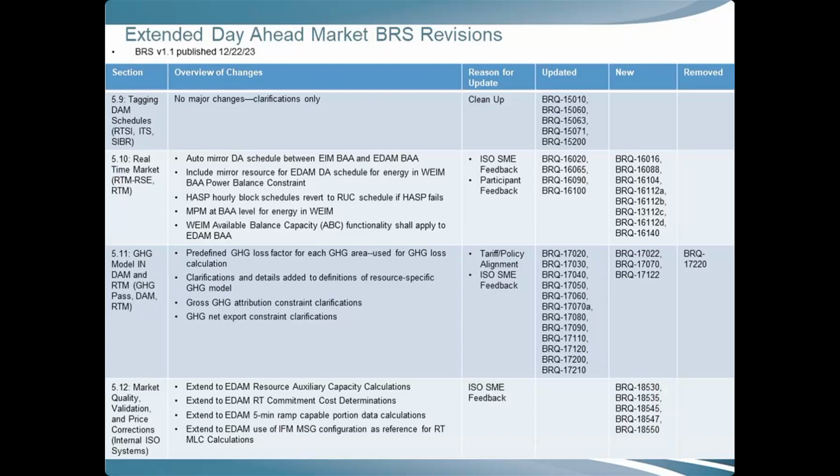In market quality validation, price correction, no major changes here. Just we dug deeper into what needs to be extended to EDAM and called it out more specifically rather than at a higher level in the past version. So that includes resource auxiliary capacity calculations, commitment cost determinations, 5-minute ramp capable portion data calculations, and the use of the integrated forward market MSG configuration as a reference for MLC calculation.